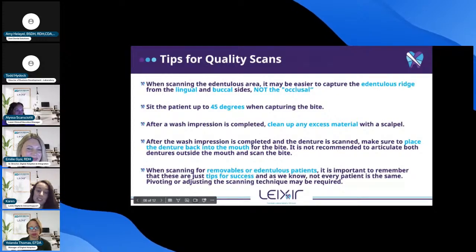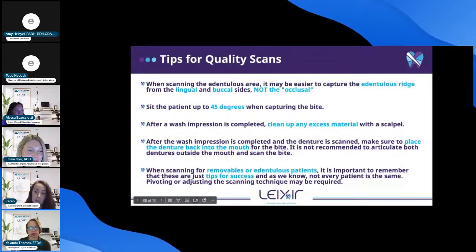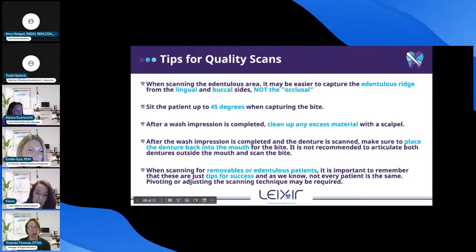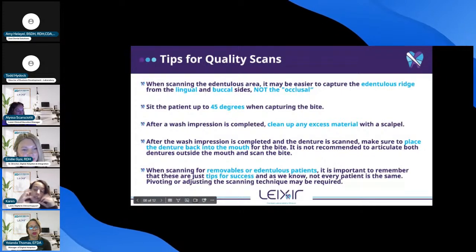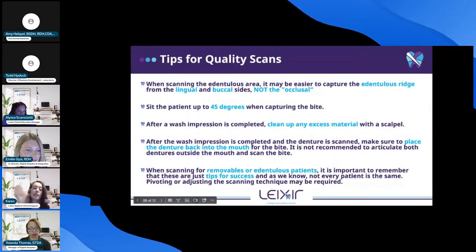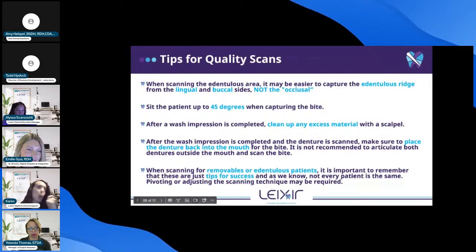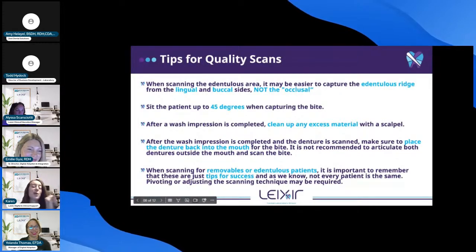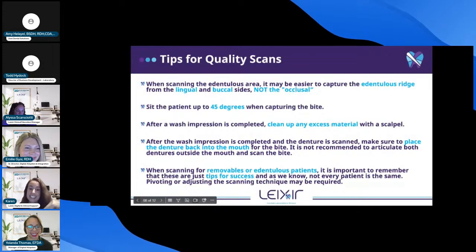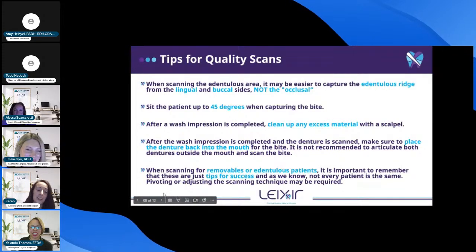Another thing: when you're scanning some of these dentures out of the mouth, don't try to do a bite with the dentures out of the mouth. If it's an upper and a lower, please put them back in the patient's mouth and have them bite. Don't take them out and try to articulate them yourself and then hold it and scan it, because I'm going to tell you right now, there is no way that your next set is going to fit. Yeah, that's very important.